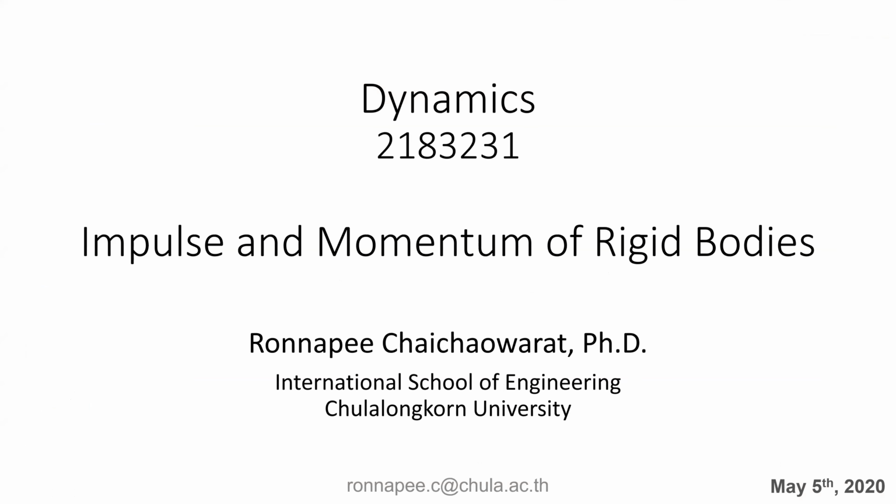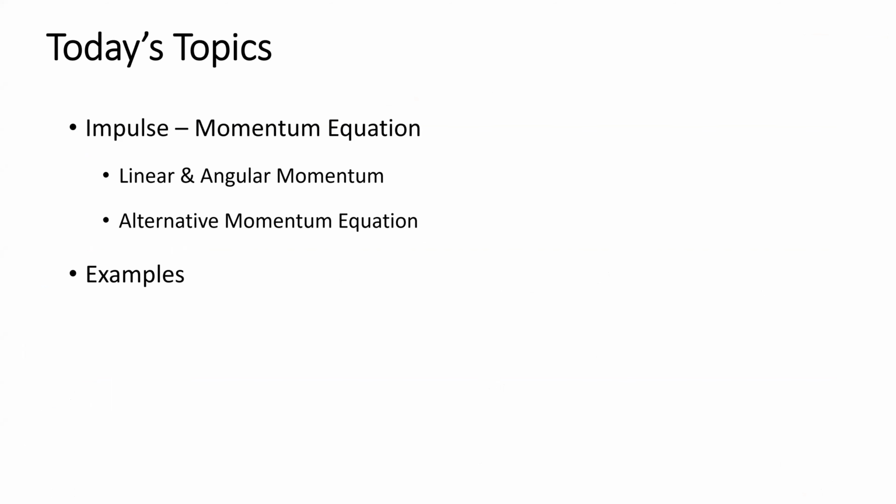So our topic today is the last topic of this semester, and it's the impulse and momentum of rigid bodies. Before the midterm, we studied the relationship between impulse and momentum for a particle. For a particle, we mainly consider linear momentum and angular momentum, but a particle doesn't have dimension, so we mainly consider the translation of a particle.